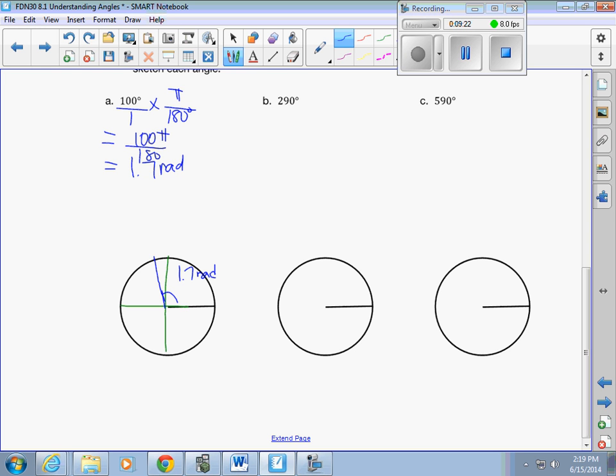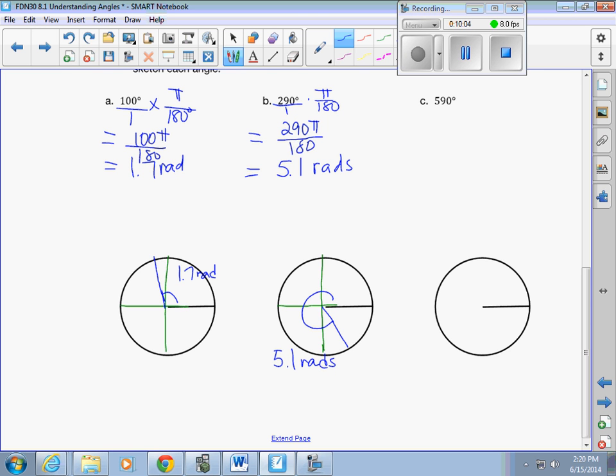So 290 degrees. I multiply that by pi over 180, I get 290 pi divided by 180, which is equal to 5.1 rads. So 290 is just going to be a little bit past the 270 here. So this would be 5.1 rads.